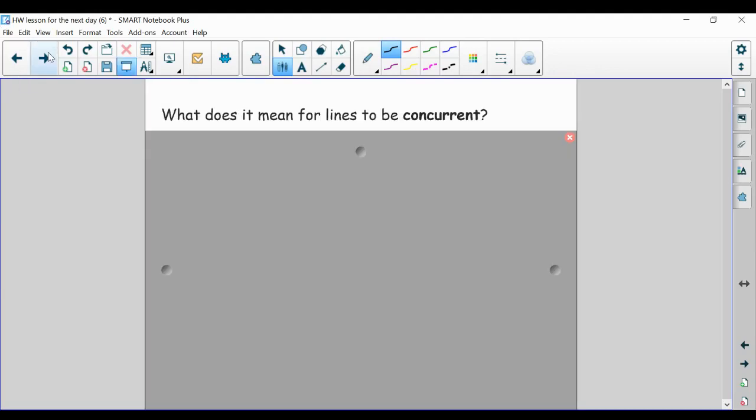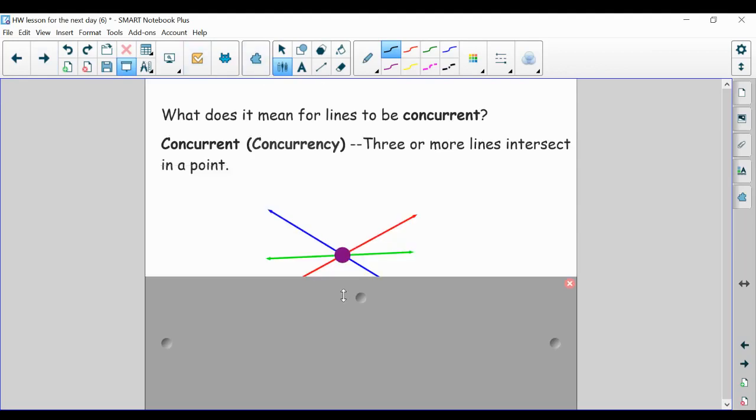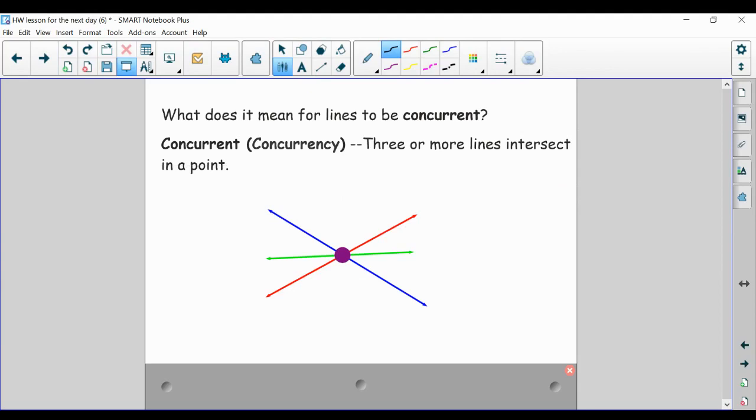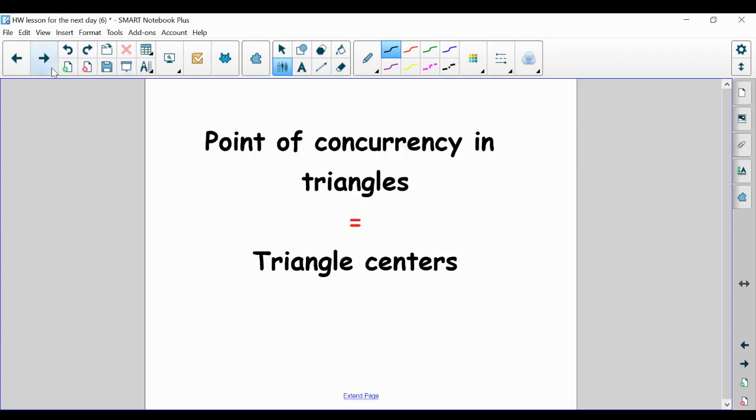Okay, here's the answer. Concurrent means three or more lines intersect at a point. You see the purple point over there, where blue lines, green lines, and red line connect in one point. That's called concurrent. We will call it the point of concurrency. They are the same thing.